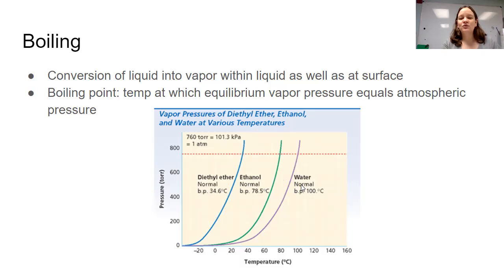And you probably wouldn't even notice the difference, but it does happen. And so that's what it means by the normal boiling point, is at normal or standard atmospheric pressure, the atmospheric pressure when you're at sea level. And so boiling occurs when you get to the temperature where the equilibrium vapor pressure is the same as the atmospheric pressure.